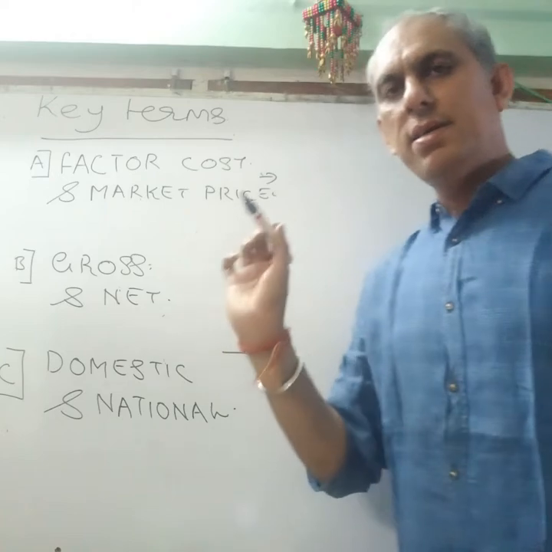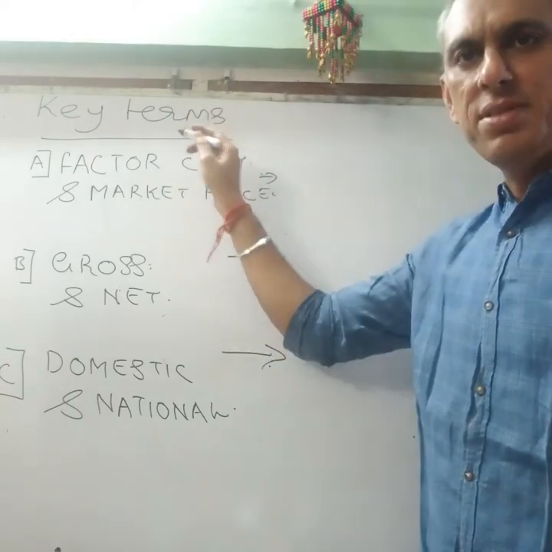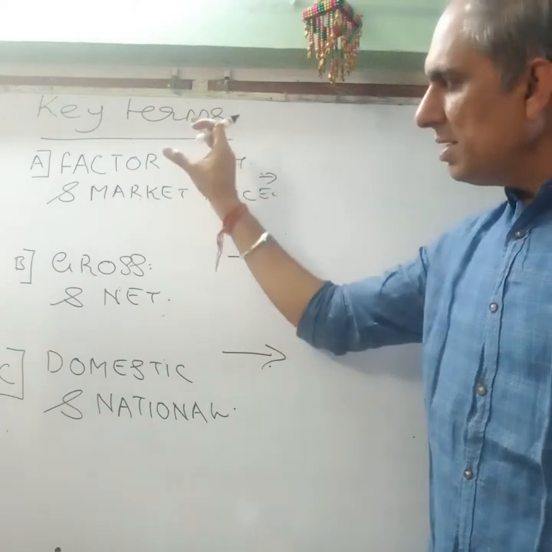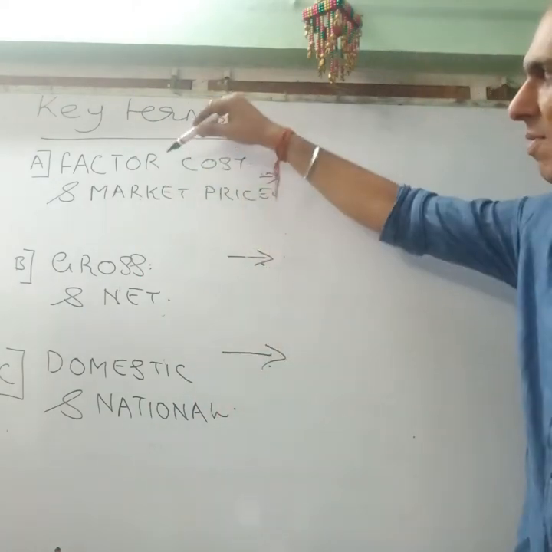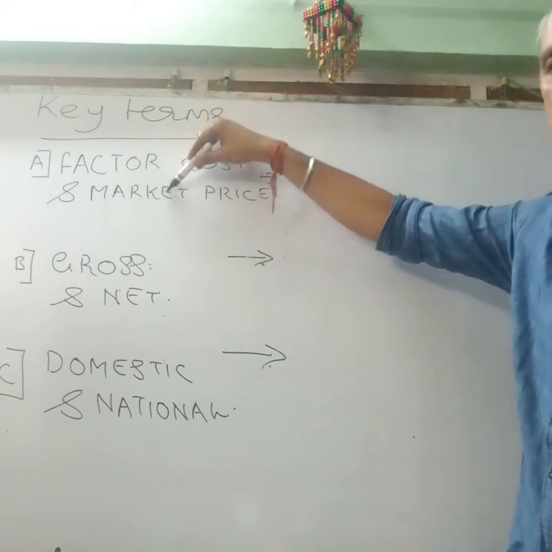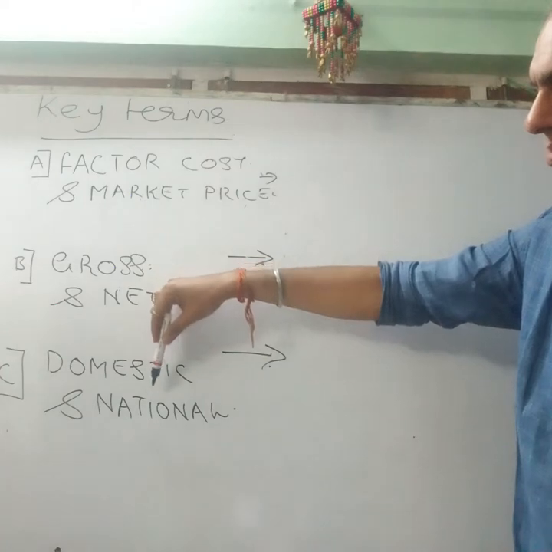Now, the key point in this lecture which we are going to have is the difference between various sets of terms which I am going to take into account. Number one, factor cost and market price. Second one, gross and net. And third is domestic and national.